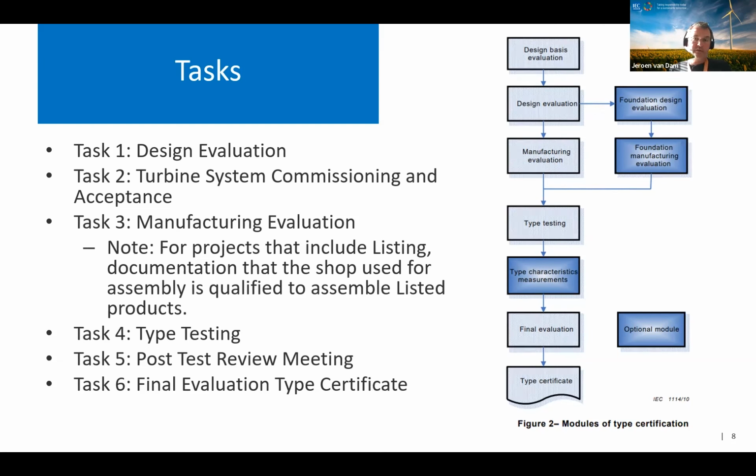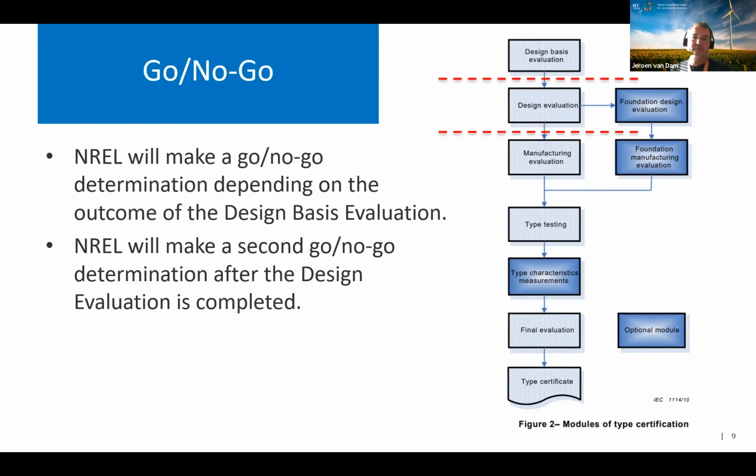Manufacturing evaluation. So this is where the certification body will make sure that the processes you plan to use for the manufacturing of your turbine will meet all the design requirements to get to the design that you've certified. Type testing, as we described, and then task 5, post-test review meeting, and then the last one, of course, is the final evaluation and type certificate.